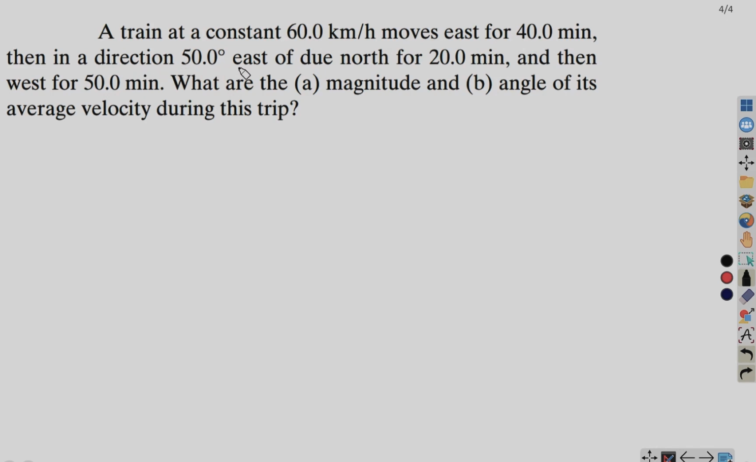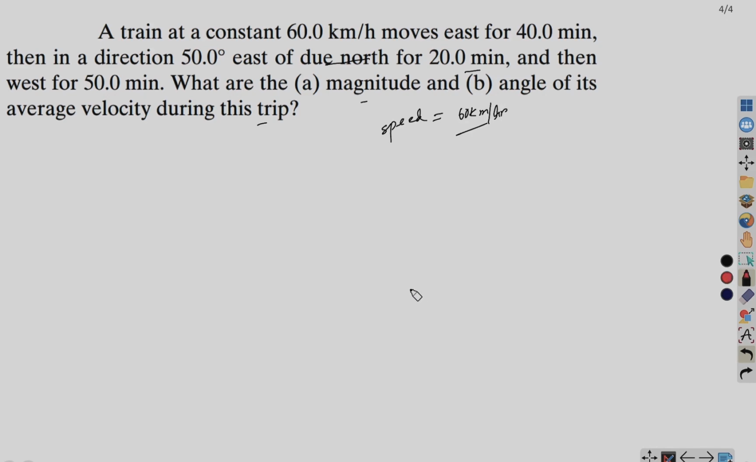Given a train at a constant speed 60 km per hour moves east for 40 minutes, then in a direction 50 degrees east of due north for 20 minutes, and then west for 50 minutes. What are the magnitude and angle of its average velocity during this trip? So let's first draw the diagram. We have our speed is constant.